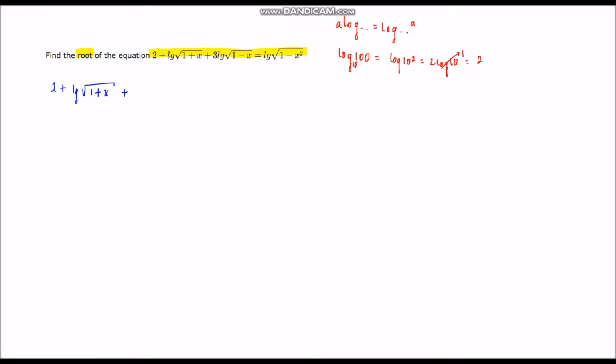Or you can just directly write it as 2 because this is base 10. 10 power of what equals 100 or 10 squared? It's definitely 2. But this is one way to think about it. So this is the rule, and the rule applies to powers in logarithms.